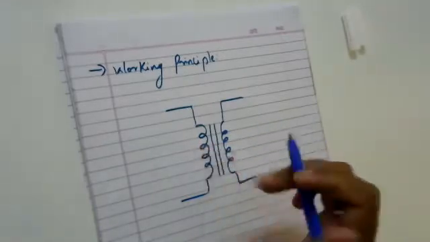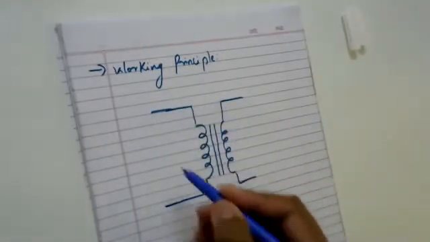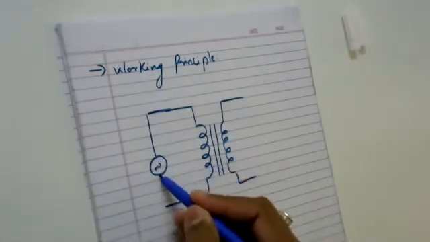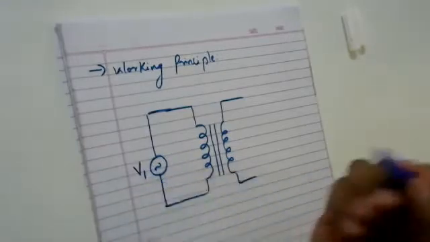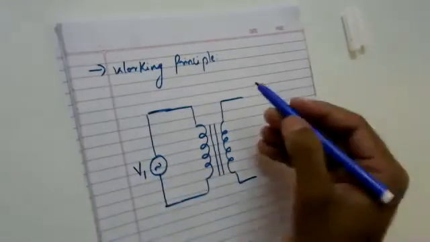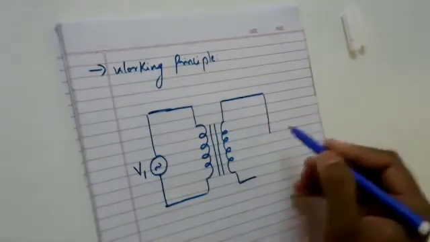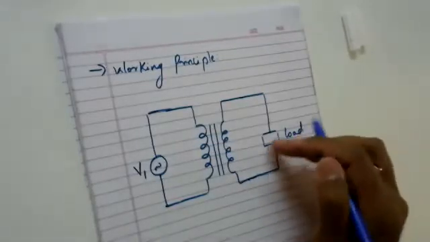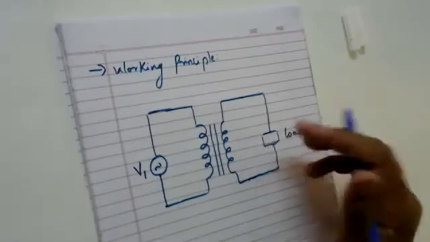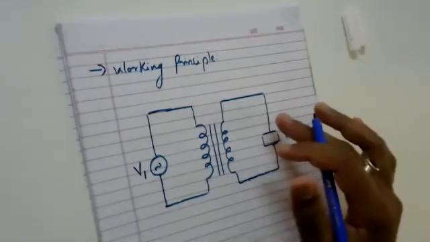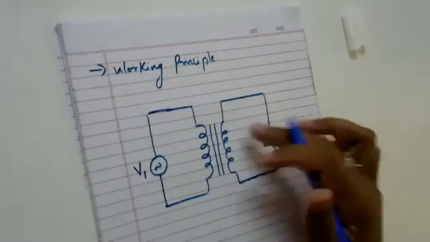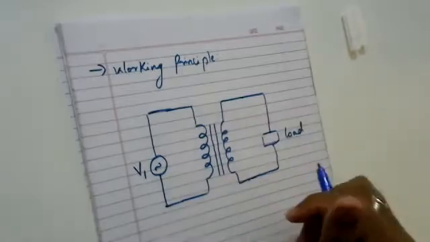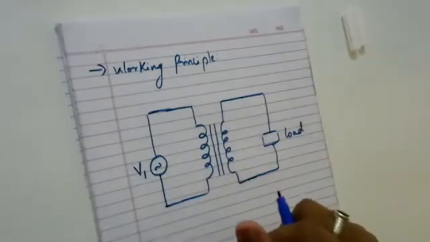Since this winding will be excited by an AC source, this winding is said to be the primary winding. Let me say this is a voltage V1, and this winding I'm going to connect across a load. Let me not say what kind of load it is. This load can be anything. It's a black box to me now. It is just going to offer some resistance and draw some current out of your secondary winding. Now you understand how your transformer is going to operate.